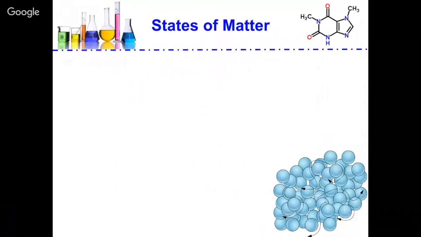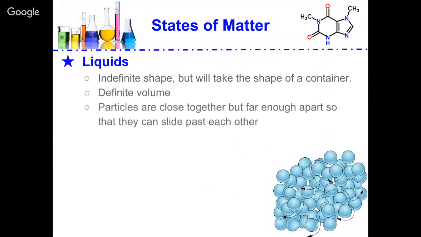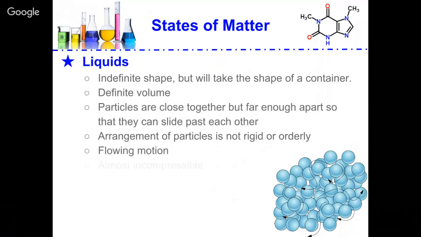The second state of matter is liquids. Liquids have an indefinite shape, but will take the shape of the container. So when you pour water onto a counter, it spreads all over the counter, but when you pour it into a glass, it takes the shape of the inside of the glass. It has a definite volume. The particles are close together, but far enough apart so that they can slide past each other. The arrangement of particles is not rigid or orderly. They have a flowing motion.